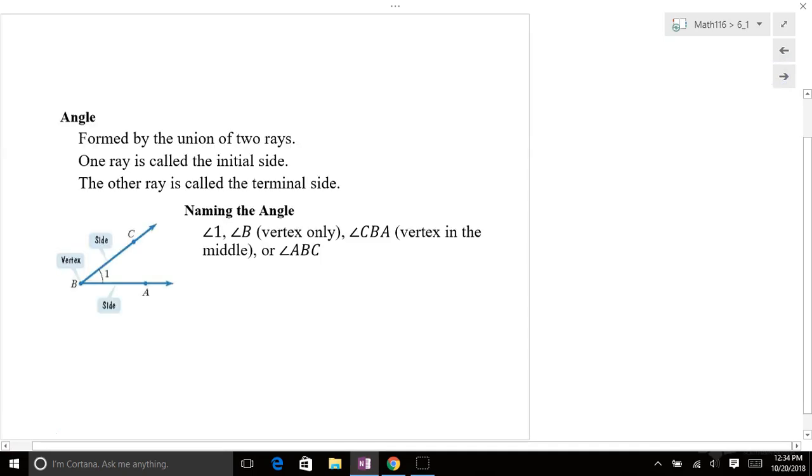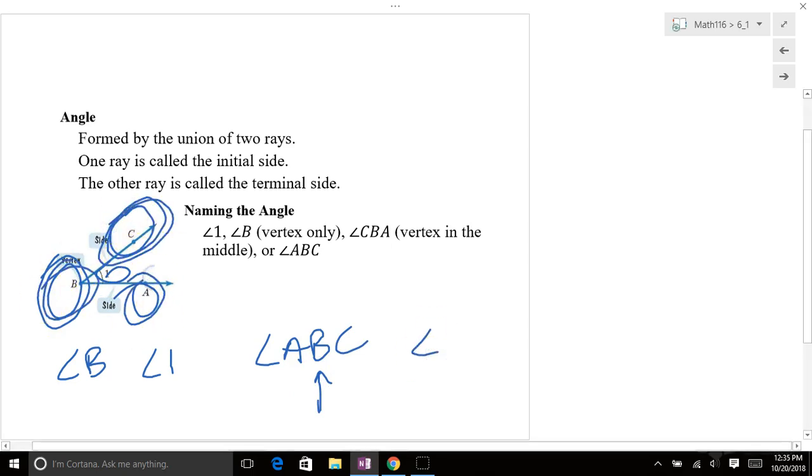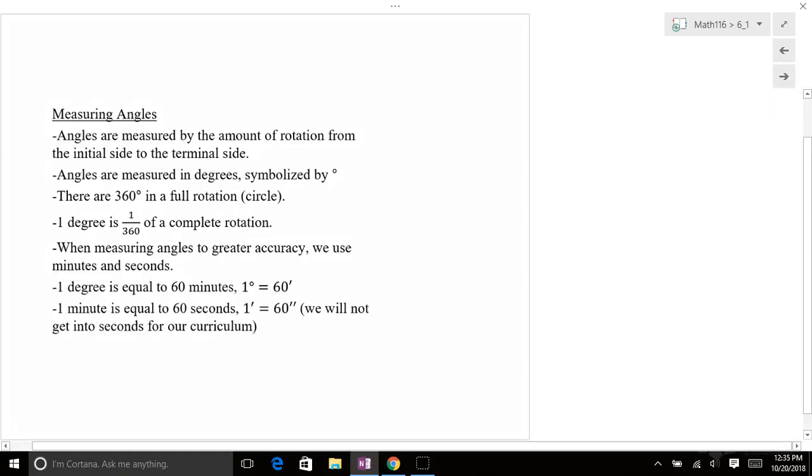Now an angle, there's a bunch of different ways to name an angle. You can name it with the vertex. You can just say angle B. Or you can name it with the interior angle, that angle 1, so you can say angle 1. Or you can name it with the points on the initial and terminal side of the angle. You can say angle ABC. The vertex has got to be in the middle though, so you're going from A, B to C. Or you can say angle CBA. But again, that vertex has got to be in the middle there. So that's your 4 ways to name an angle.